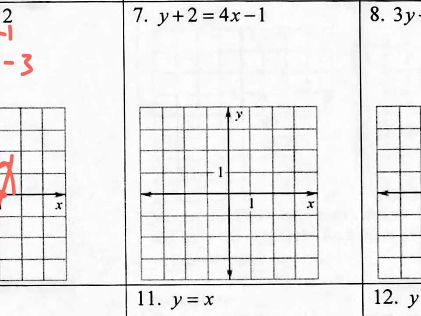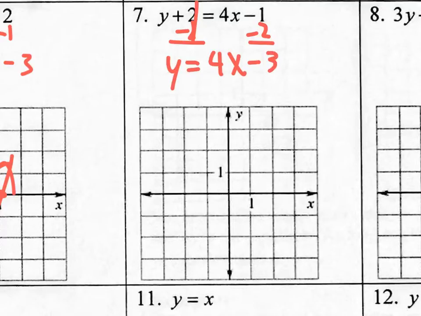Last one. What would I do there? The last one I'm not going to do on this video. Subtract 2, subtract 2. Y equals 4x minus 3. So where does that cross the y-axis? Negative 3, what do I do from that point? Up 4, sideways 1, right?